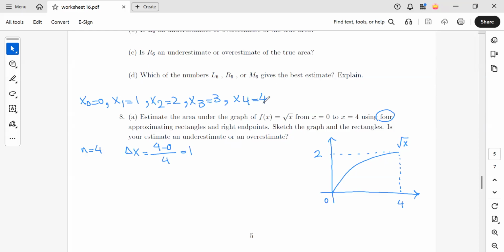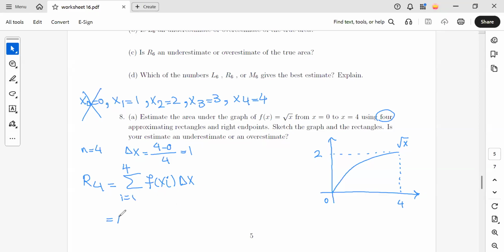Depending on using right endpoint or left endpoint, we are going to use part of it, not all of it. In here, the first part is asking to use right endpoint. Since the graph is increasing, we are not going to use the first one, and we use numbers 1, 2, 3, 4. So R sub 4 will be the sigma of f of x sub i delta x, i from 1 to 4.